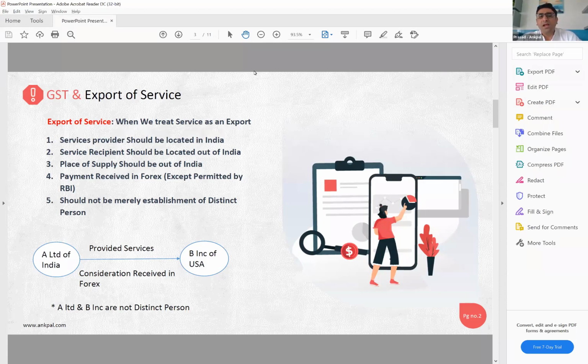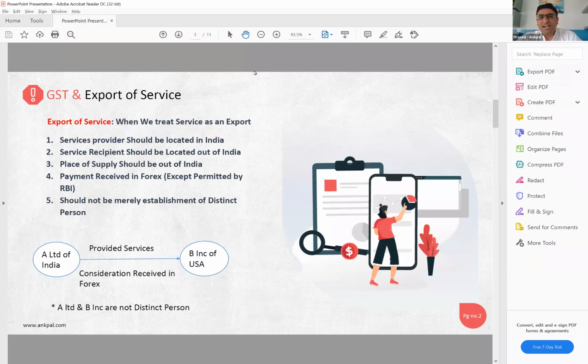Payment received in Forex, because Forex reserve is very much important for any country, right? So why is the government giving benefit for export? That is just so that the government will earn the Forex. So it is a must that whatever consideration you have received, it should be received in Forex currency and not in Indian currency, except where it is permitted by RBI in specific notifications, right? So the condition is very much clear.